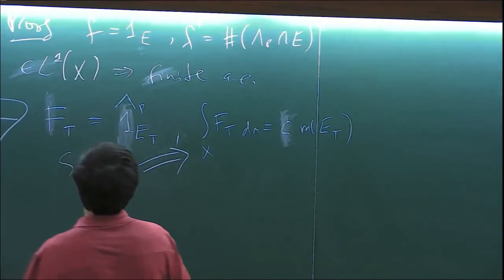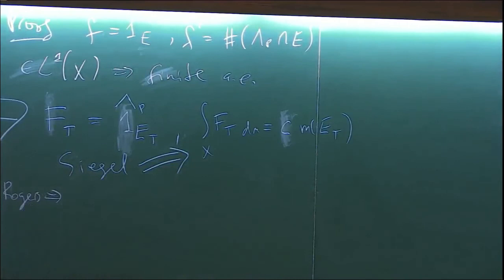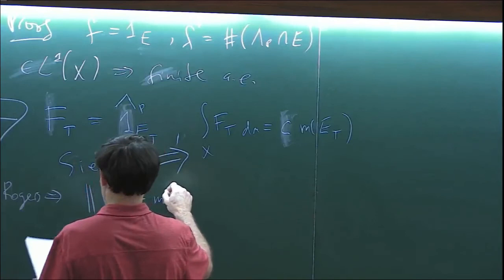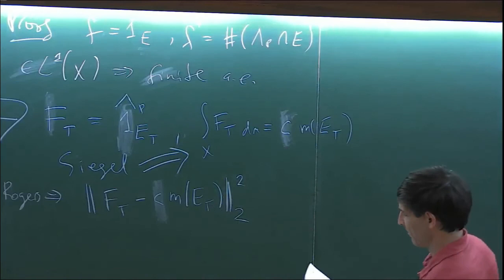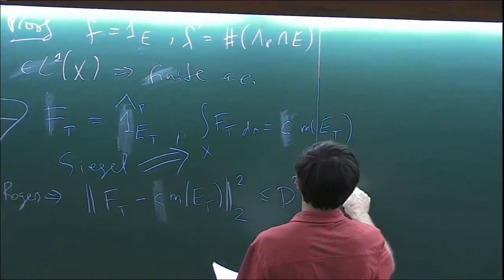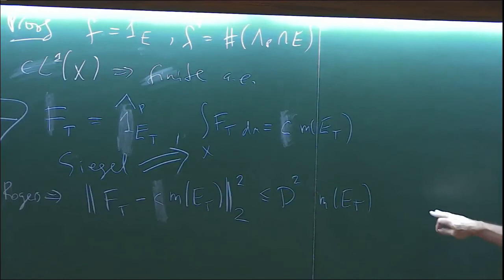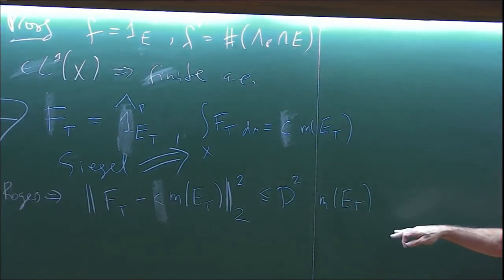And then what does Rogers say? Rogers says that if you look at f sub t, you subtract the integral, which is c times the measure of E sub T, and you take the L2 norm, so let me take the square of the L2 norm, this is going to be bounded by d squared times the measure of E sub T. That's great. So perhaps the only non-trivial step in the proof is to divide both sides by the measure of E sub T squared. So when you do it, you get exactly this ratio, which is good.